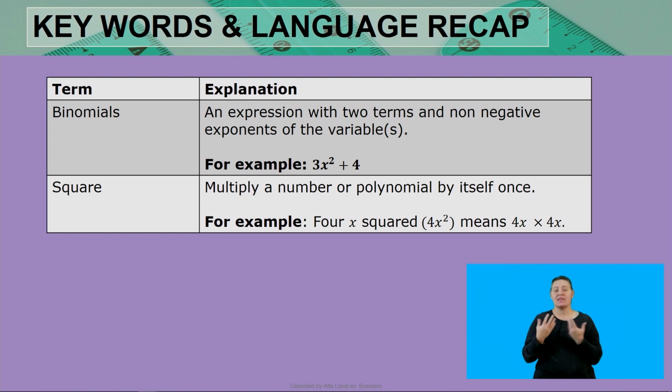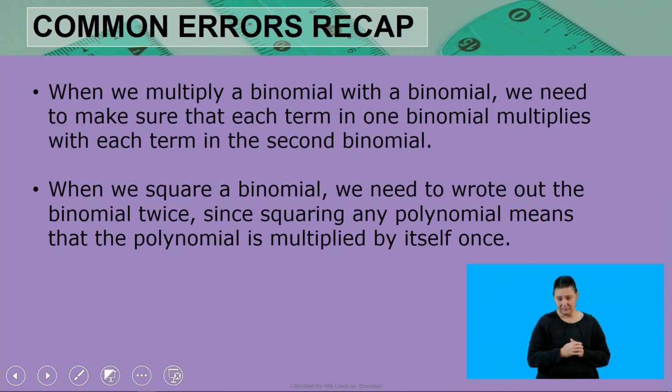And then we also were speaking about squaring, and to square is to multiply a number or a polynomial by itself once. An example of this is 4x squared means 4x multiplied by 4x. So those are the keywords that we were using throughout these lessons.